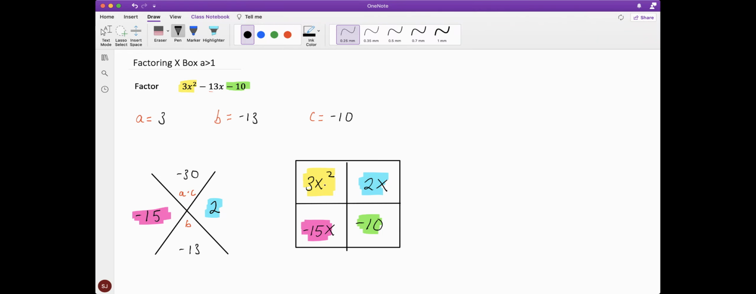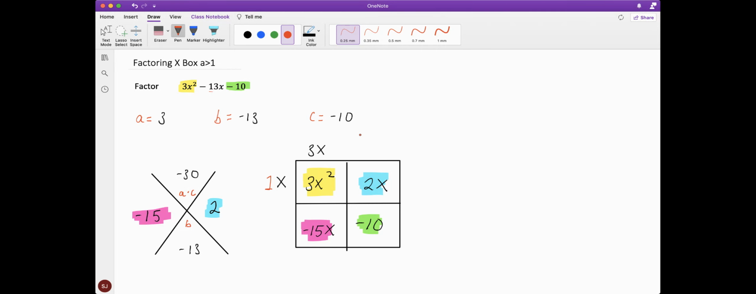All right, so now that we have filled out the insides of the box, we're going to go ahead and fill out the outside. So now we have to think, what are the two things that multiply to give you 3x squared? So one of them is 3x, the other one is x, because we know there technically is an invisible 1 here, right? And you could write 1x if you want. So 3 times 1 is 3, x times x is x squared.